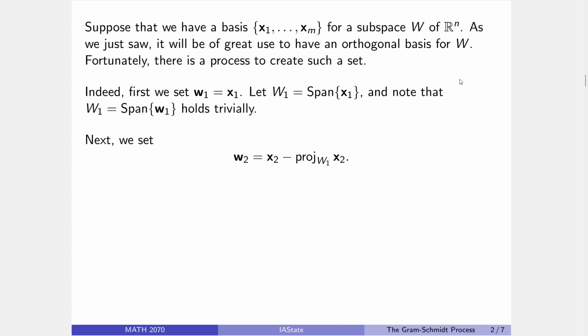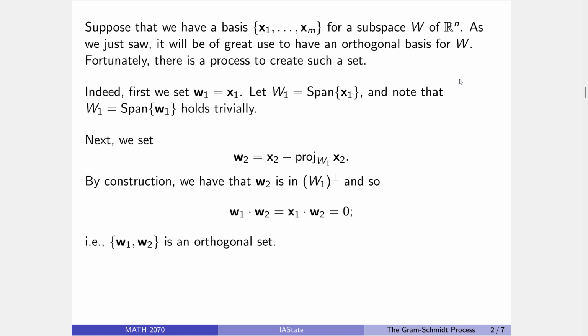Alright, now we actually got to do something. So let's let W2 be X2 minus the projection of X2 onto W1. Right. Now, recall that projecting gets you into the perp, so W2 is in W1 perp, and that would then mean that W1 dot product with W2, which, note, would be X1 dotted with W2, would have to equal 0. Alright, W2 is in W1 perp, and W1 lives in W1. Okay, so hey, this gives you a way of quickly creating your orthogonal set based off of two things.